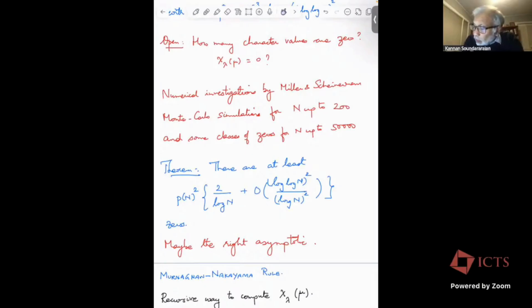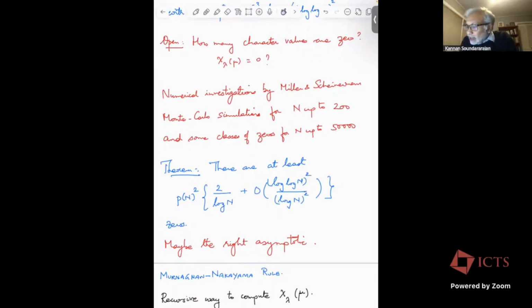But this is wide open, and in fact, I don't even know a good way to show that a positive proportion of entries in the character table are not 0. So it's still possible that almost all of them are 0. We just haven't been able to rule it out.